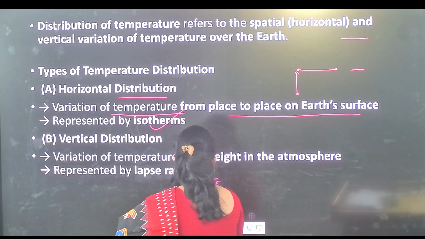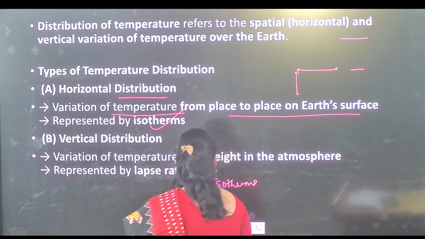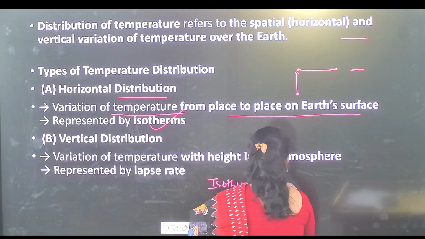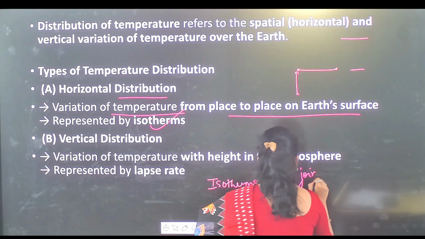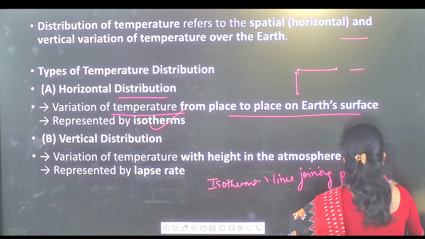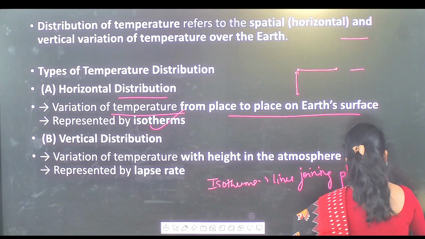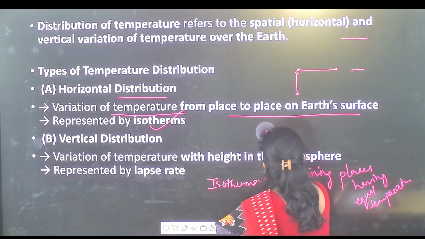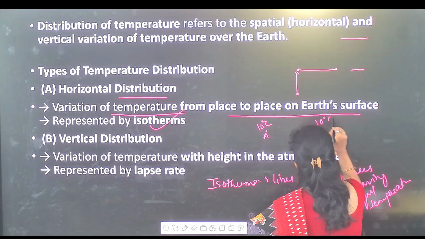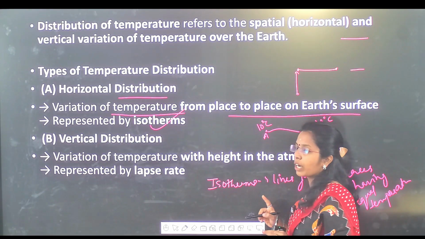What are isotherms? Isotherms are lines joining places having equal temperatures. For example, here place A, here place B, here 10 degrees, here also 10 degrees. Means these two places are joined by an imaginary line. That line is known as an isotherm.